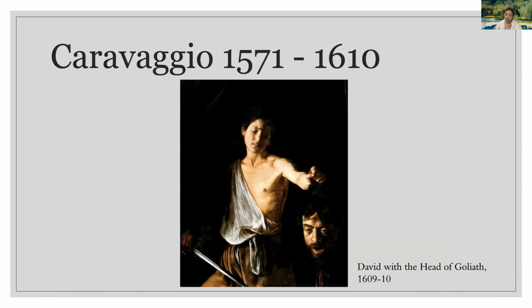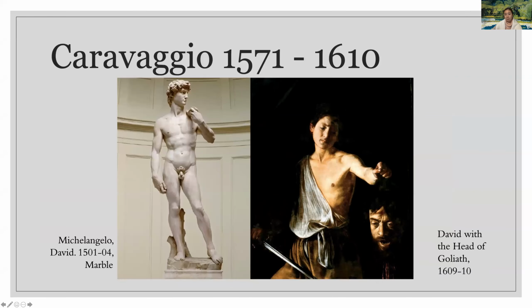And this is David with the head of Goliath. This painting is made by Caravaggio. And this same theme was made in a different era, the Renaissance, by Michelangelo. So even though Michelangelo and Caravaggio depicted the same David in their works of art, their Davids look totally different. How different, everyone?